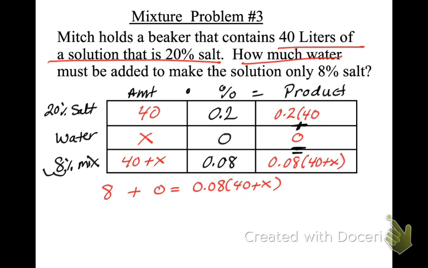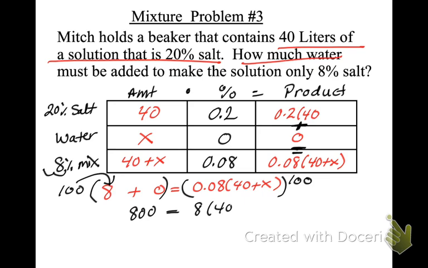I want to get rid of that decimal. Isn't 8 plus 0 just 8? So I'm going to multiply by 100. I don't need to multiply it by 0. So I'm going to get 8 times 40 plus x. 320 plus 8x equals 800. Subtract the 320.